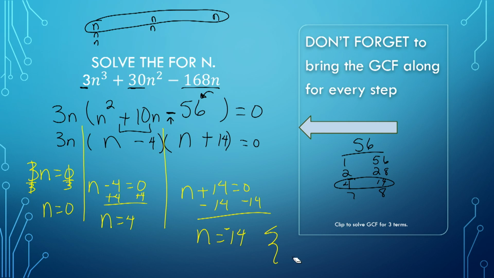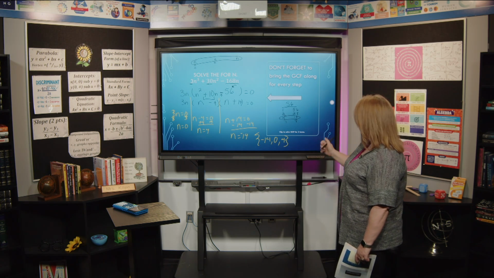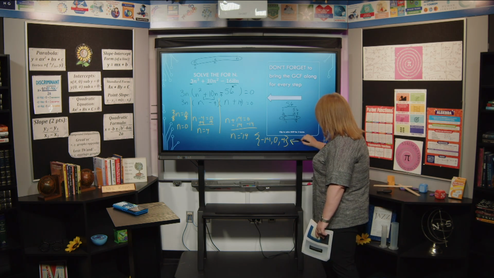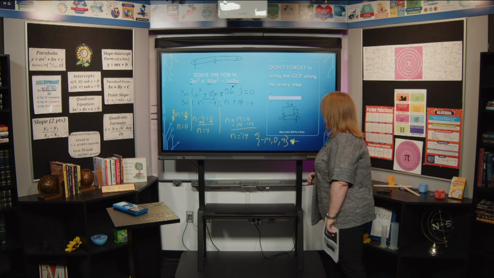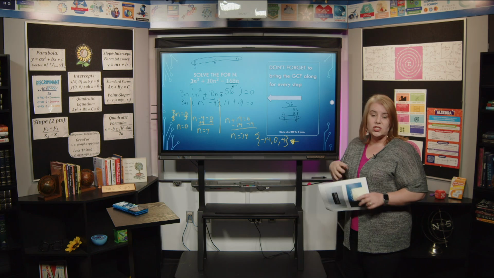Ms. Killen, you forgot to put your negative. I have negative 14, comma, 0, comma, 4. Have to watch out for those positive and negative signs. So I've gone from my trinomial, worked my problem, and now I have found out what my solutions or my zeros are. So we've already learned this part. This is just a review.